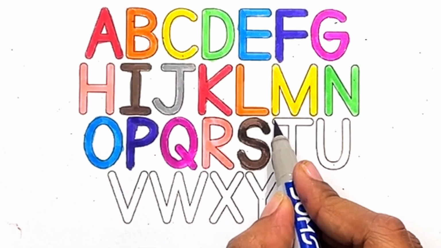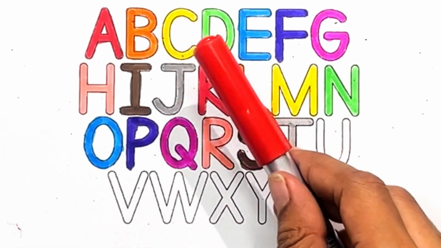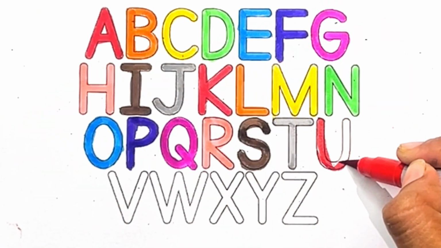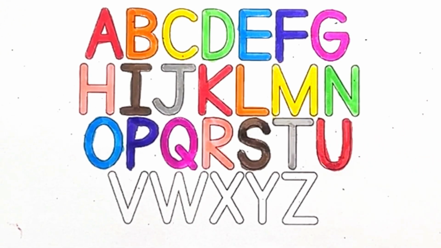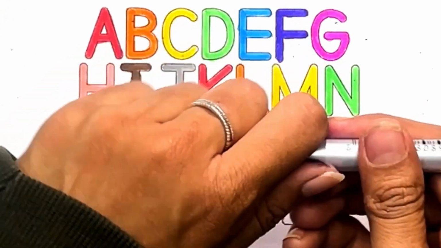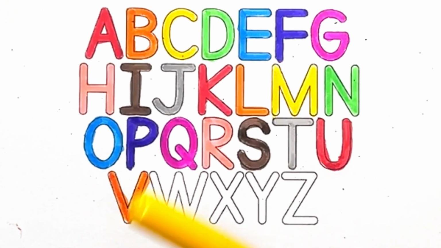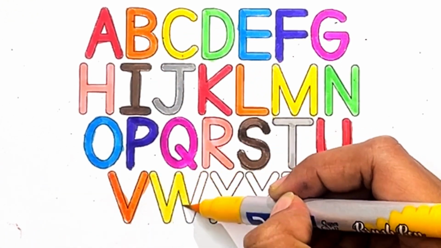Grey color, T for t-shirt. Red color, U for umbrella. Orange color, V for van. Yellow color, W for watch.